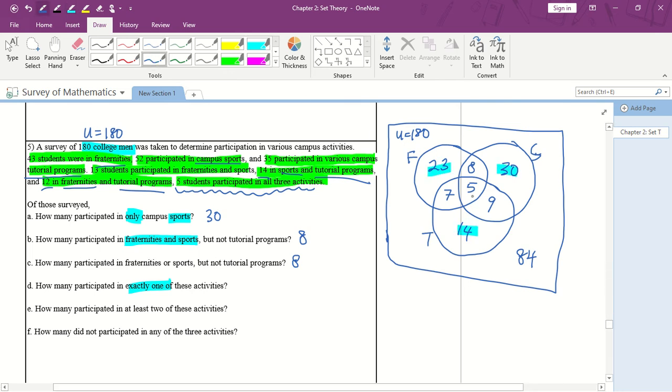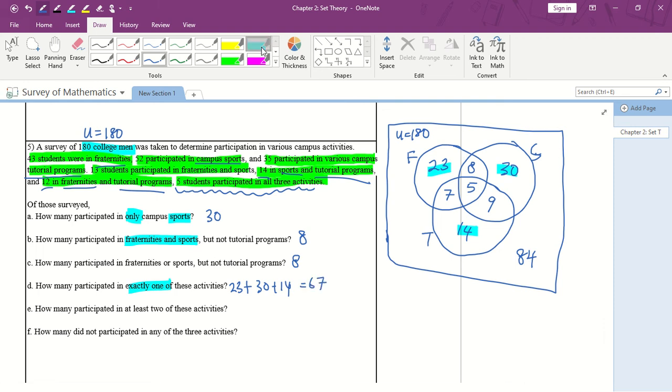Okay, this doesn't involve the other activities. These have 2, these have 3. So for exactly one, you need to add 23 plus 30 plus 14. So 23 plus 30 plus 14 makes 767.